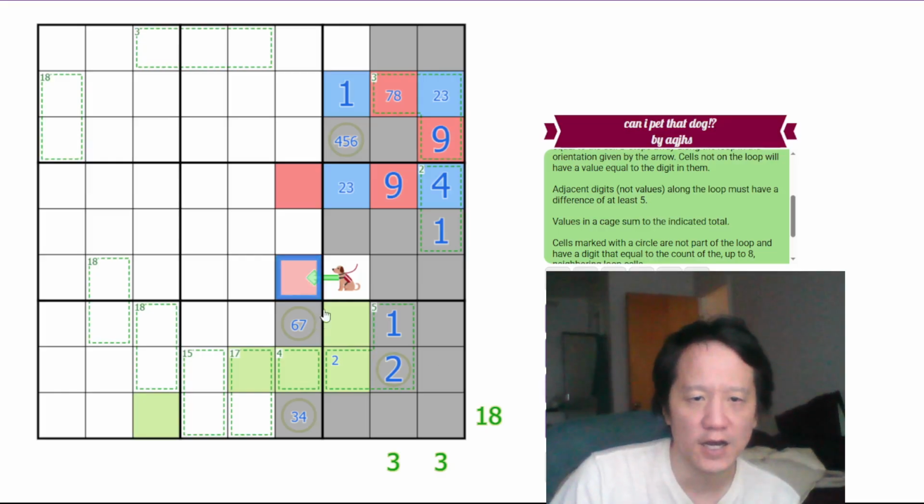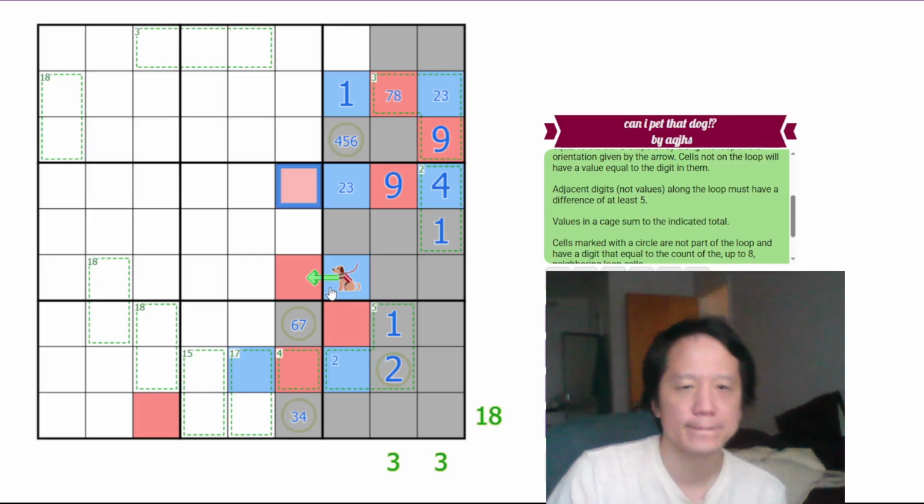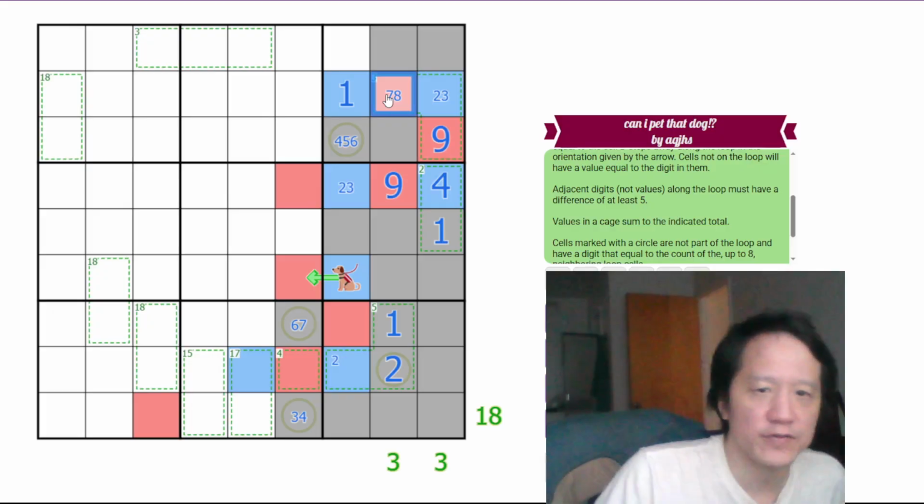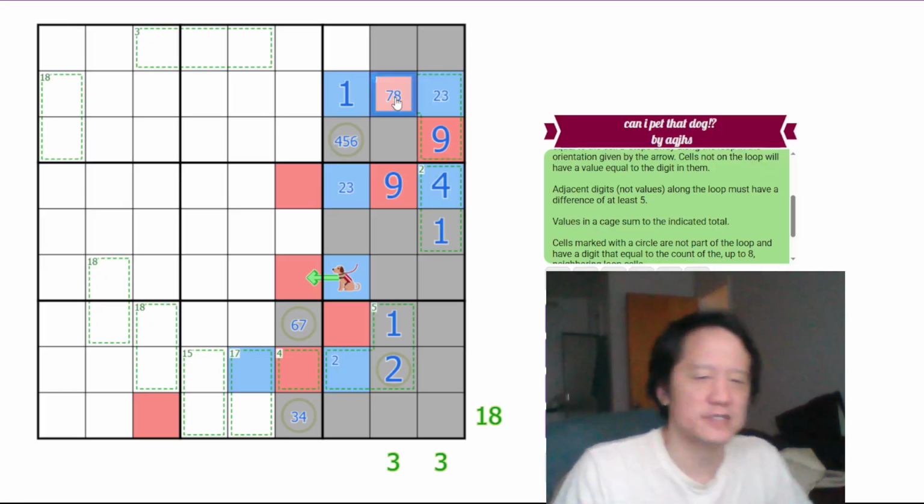So this is high. This is low. We know these are on the loop. So this is high, low, high, low. This would be high, low, high. So this is on the loop and it's high. So the value of this is 7 or 8. It's probably 7 would be my guess.